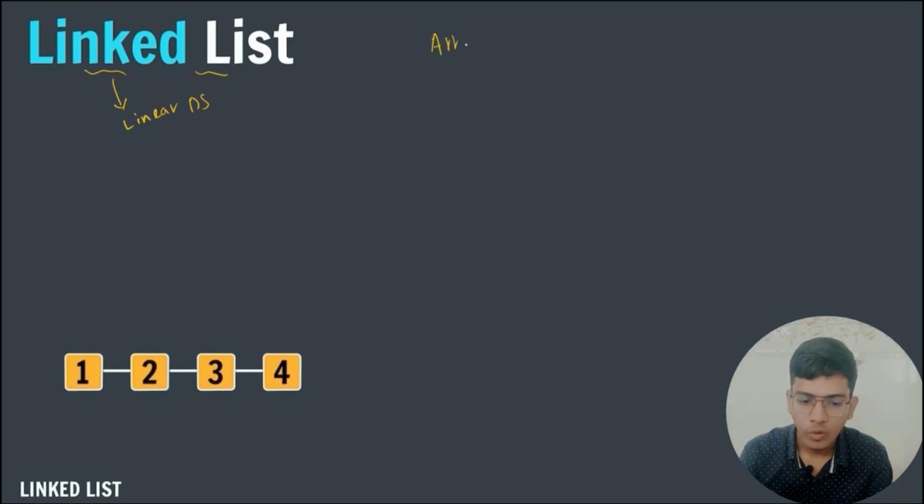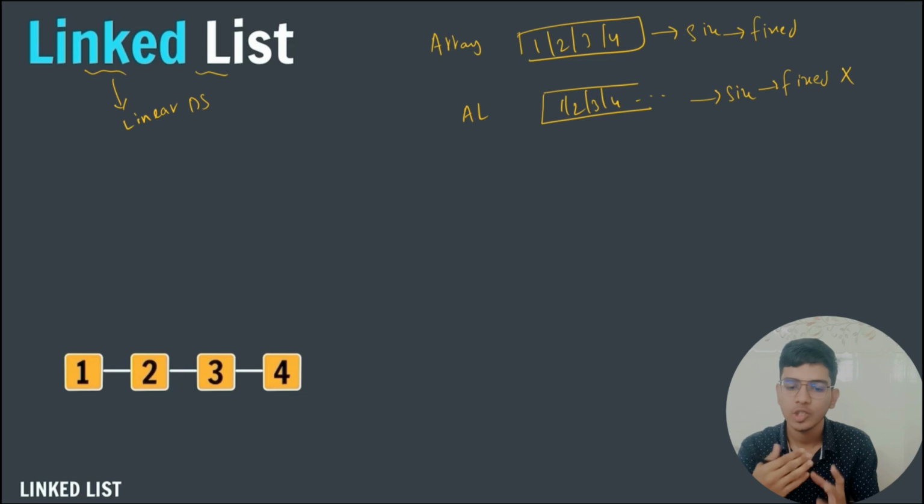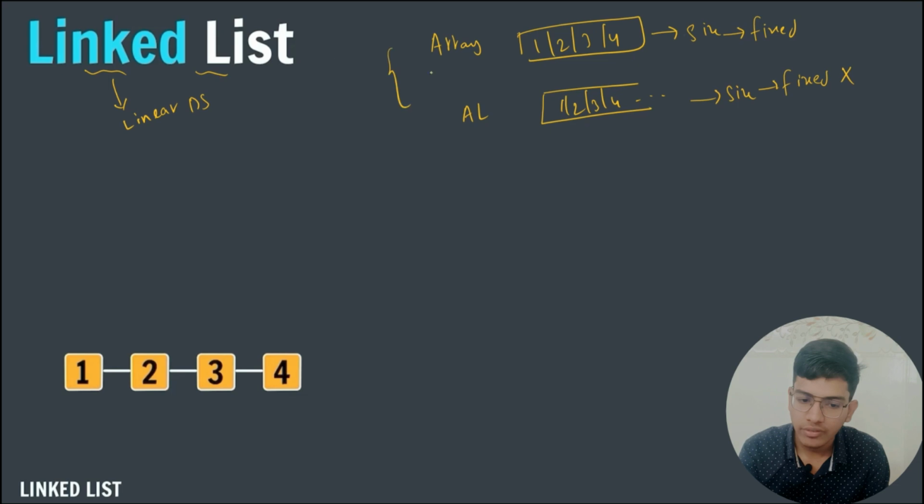An array will look like this. Here you can store elements like 1, 2, 3, 4 and so on. Here the size of the array is fixed. Whereas to tackle this problem, we have studied another linear data structure, that is array list. So an array list will look like this: 1, 2, 3, 4 and so on. Here the size is not fixed, we can alter or change the size of an array list, whereas in arrays the size is fixed. And these are the two different linear data structures we have studied up to now.